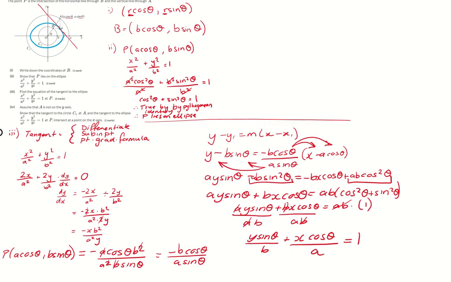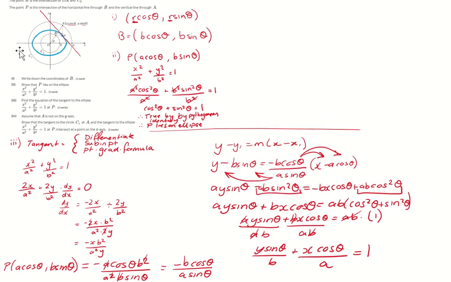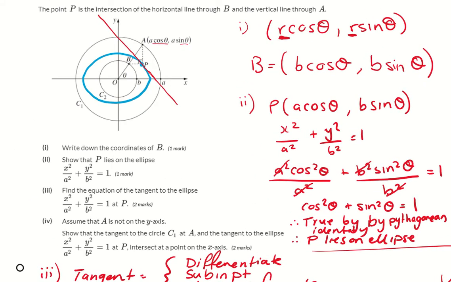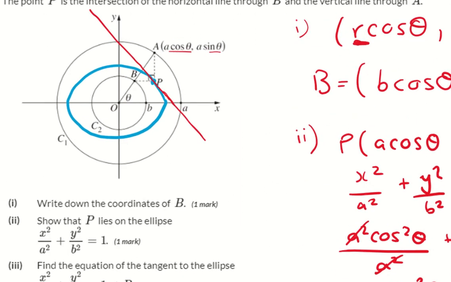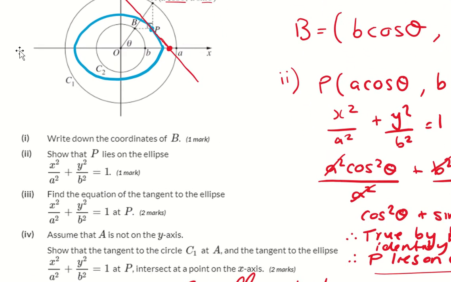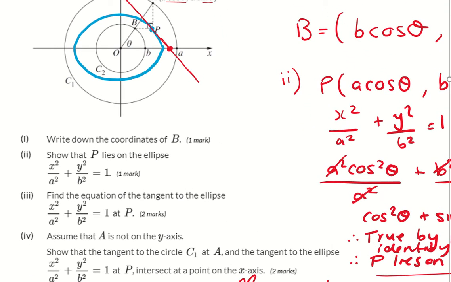Okay, last one. It wants us to show that the tangent to the circle C1 at A and the tangent to the ellipse at P intersect on the x-axis. So to intercept on the x-axis means they're going to intercept around here, because that's where my tangent goes through my x-axis. And I need to find out when the tangent there is going to intersect the tangent to the circle C1.